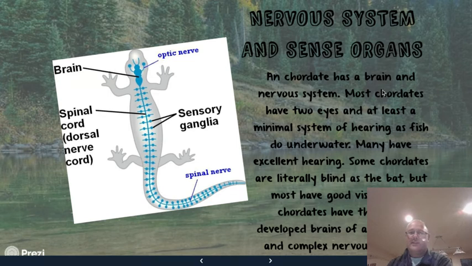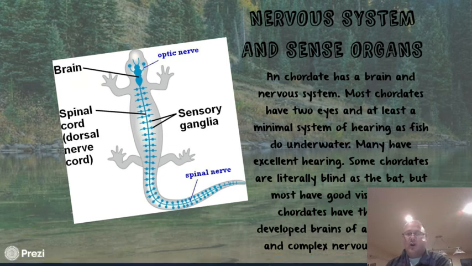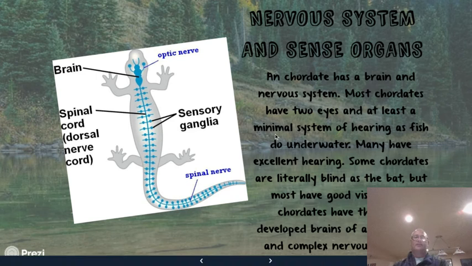So a chordate has a brain and a nervous system. Most chordates have 2 eyes and at least a minimal system of hearing, as fish do underwater. Many have very excellent hearing. Some chordates are literally blind as a bat, but most have good vision. The chordates have the most developed brains of all of the phyla and a complex nervous system. Again, we're getting more complex.